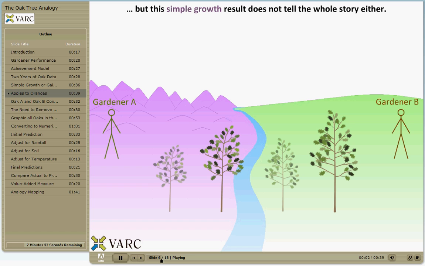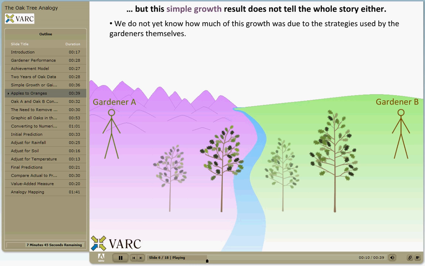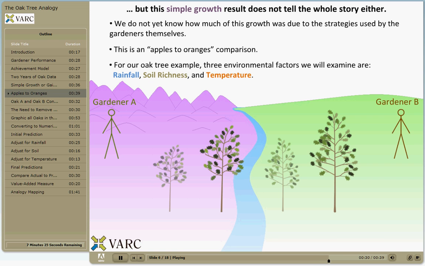But this simple growth result does not tell the whole story either. Although we know how many inches the trees grew during this year, we do not yet know how much of this growth was due to the strategies used by the gardeners themselves. This is an apples to oranges comparison. If we really want to fairly evaluate the gardeners, we need to take into account other factors that influenced the growth of the trees. For our oak tree example, 3 environmental factors we will examine are rainfall, soil richness, and temperature.